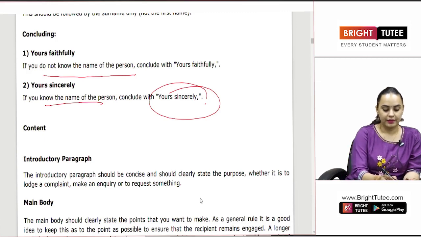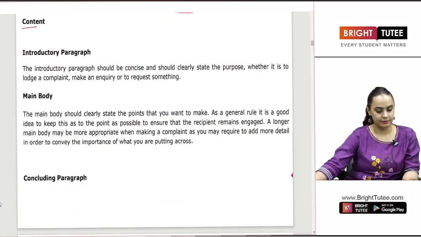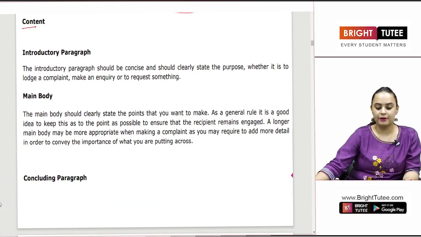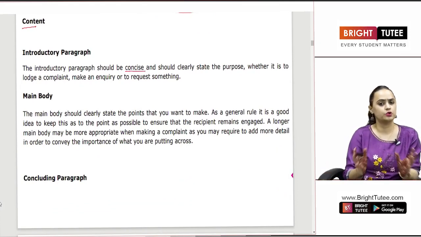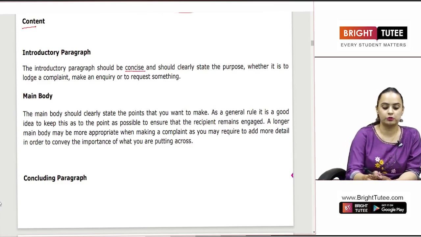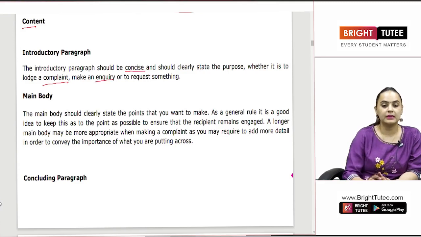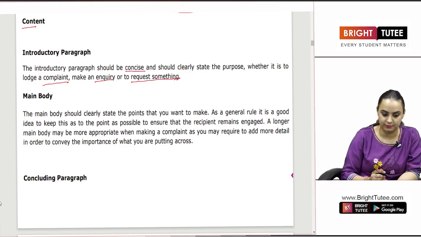Okay. Then let us talk about the content, what is to be written in the letter. The introductory paragraph should be concise, it should be very brief, and should clearly state the purpose. It should mention the reason, whether you are writing a letter of complaint, or you are making an inquiry, or you are making a request for something.